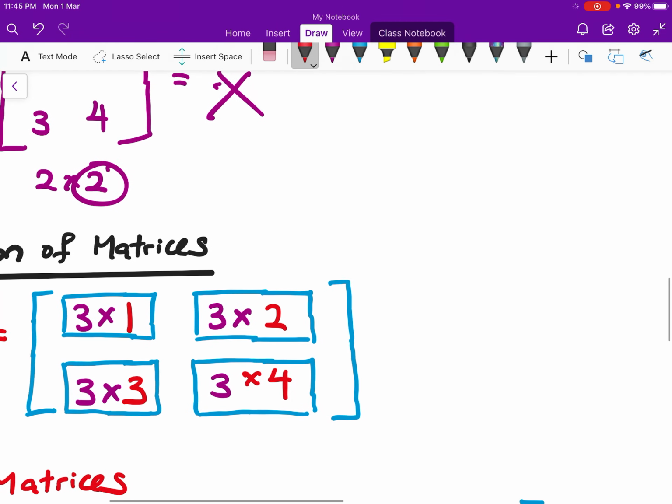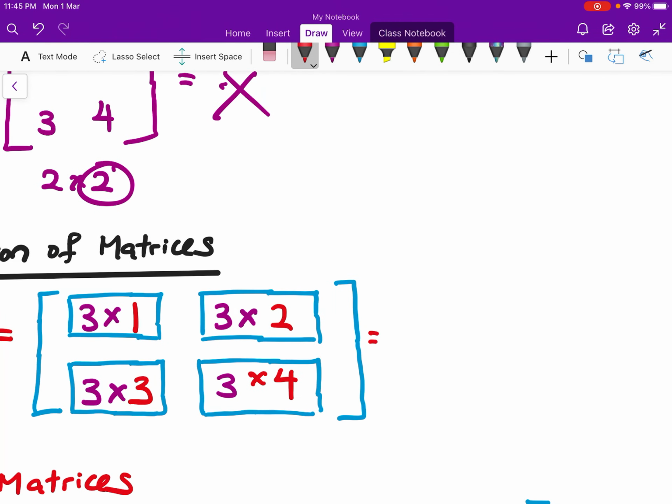It sounds very cheap, but actually it's very simple. So this is 3, this is 6, this is 9, this is 12. So this is quite straightforward also.